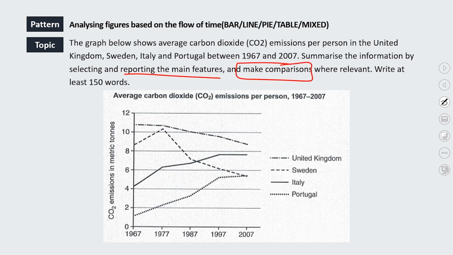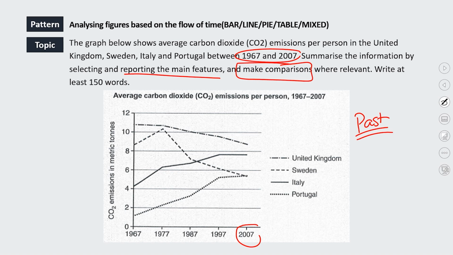So the first thing I always tell candidates is to look at the dates. Look at the dates on your graph, okay? So it's going from 67 to 2007. So that means everything you talk about will be in the past, okay? Everything needs to be talked about in the past. So we've got the CO2 emissions going down the side. We've got the years going across. We can see the different countries.